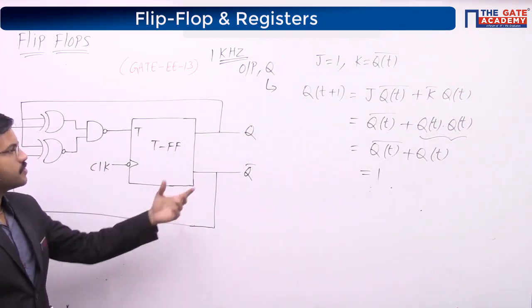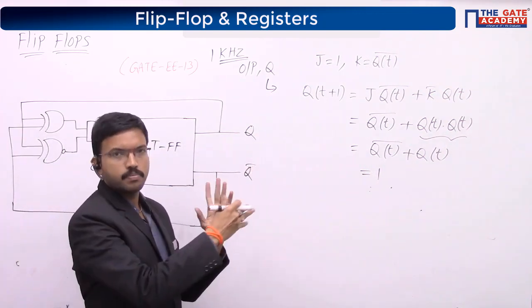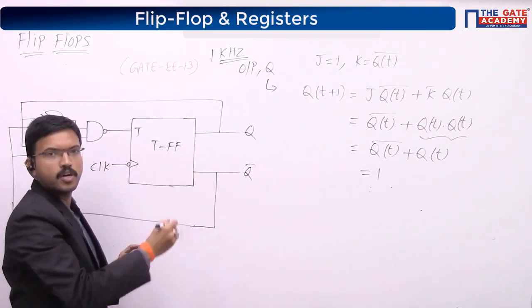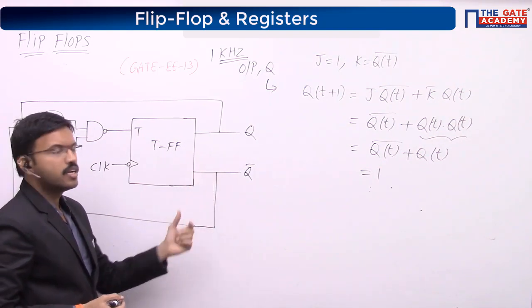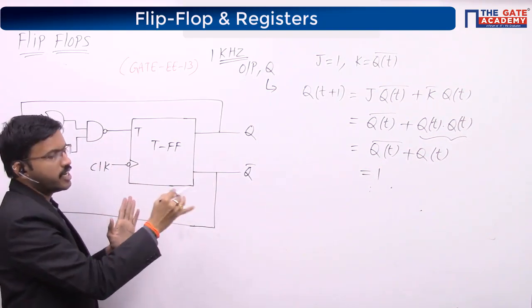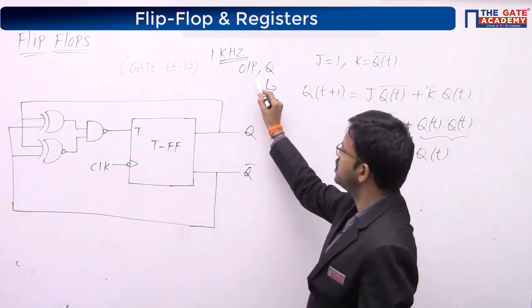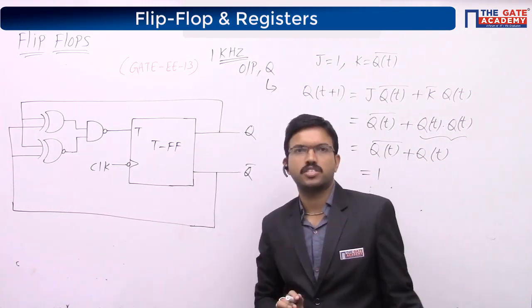See, regarding the output frequency, I will mention it a little later. Okay, you follow the previous procedure. First write the characteristic equation of the given flip-flop. Here it is a T flip-flop. First write the characteristic equation and then find the T value and substitute and try to get the simplified equation. After that, I will explain the output frequency. Up to there, it is a similar procedure.